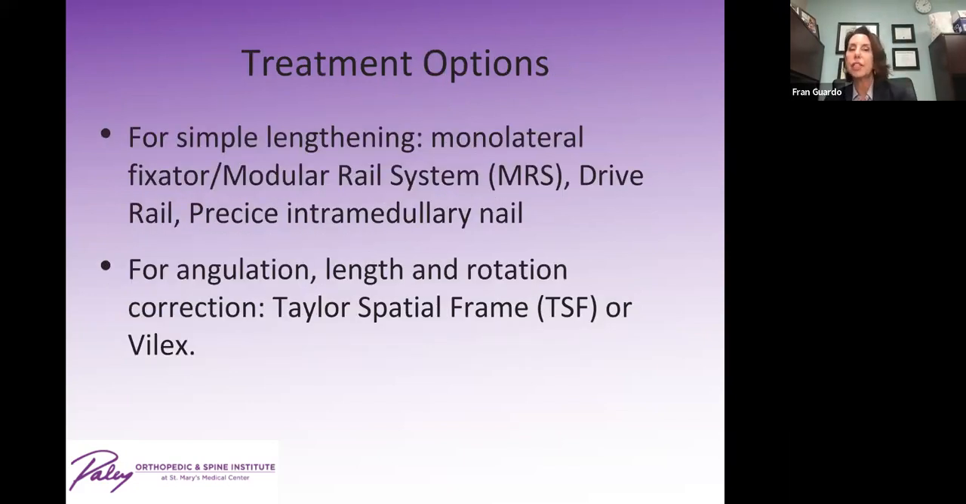For the treatment options, for a simple lengthening, you can use an external fixator with a monolateral rail. We used to use the modular rail system, but now we have a newer system called the Drive rail. There's also an internal option, the Precise intramedullary nail. We have a patient who will be coming in later today who has had both. He is just 1 week into his lengthening with the Precise intramedullary nail, and he's also had lower extremity lengthenings. When he finishes his therapy session today, he's going to come in and hang out, so if you have questions, he would be a really good person to ask.